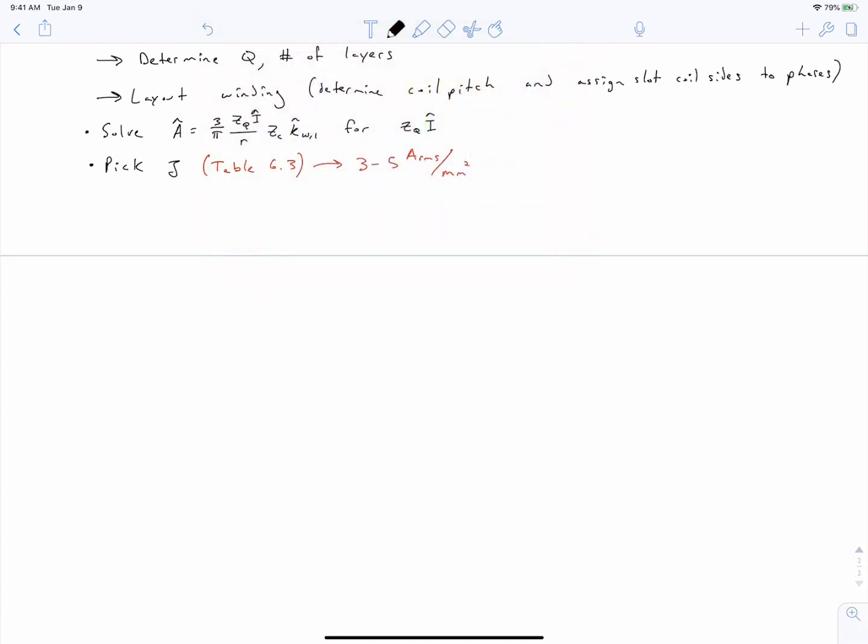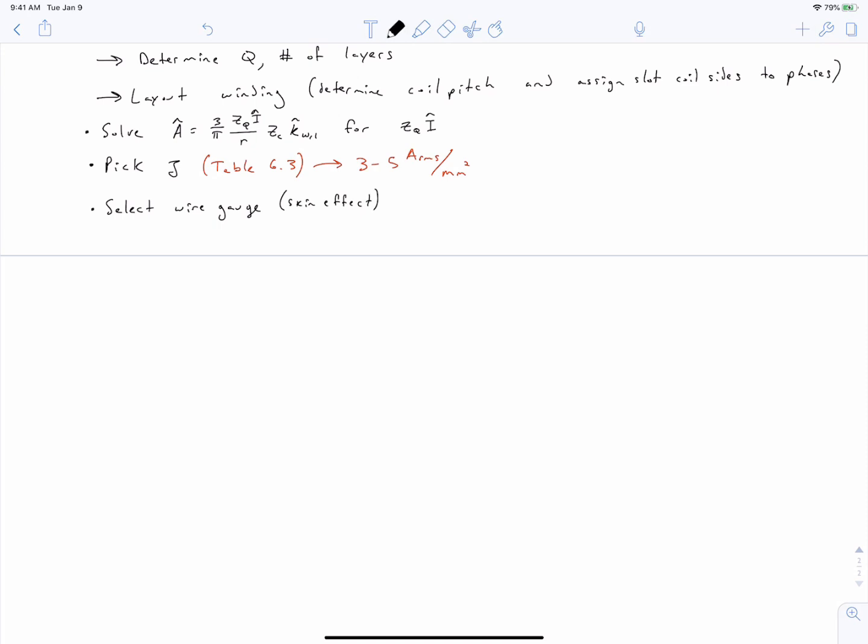So we have to pick this value of J. We can refer to table 6.3, which summarizes engineering best practices, but at the end of the day, we have to make a decision here. And next, we're going to pick a wire gauge to use. We're going to make this decision based off of the skin effect in our coils, that is, based off of the frequency of our currents.